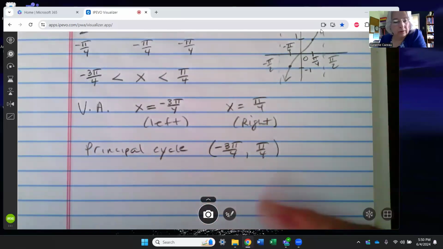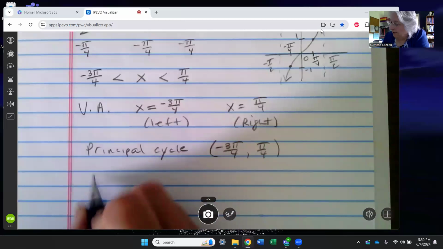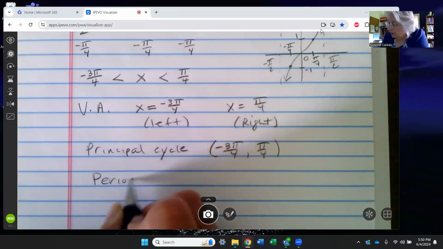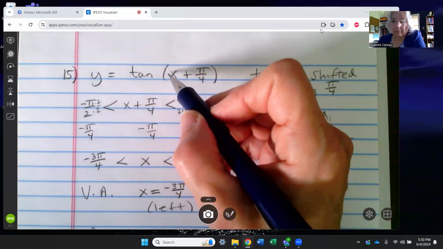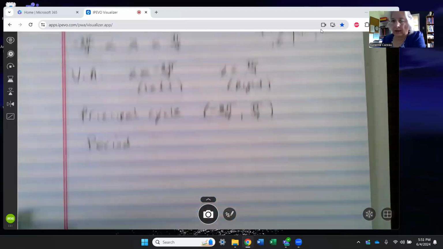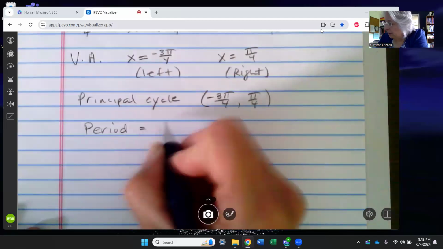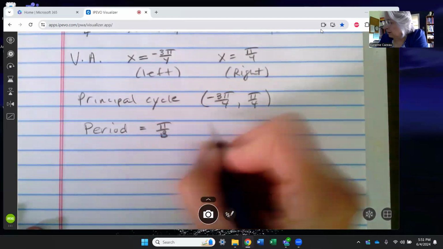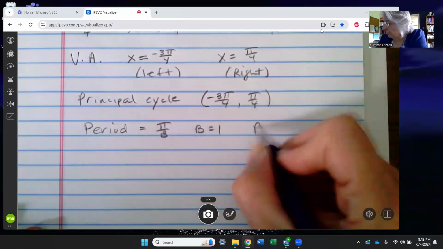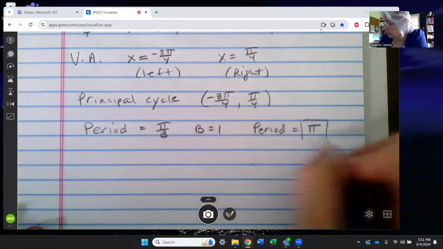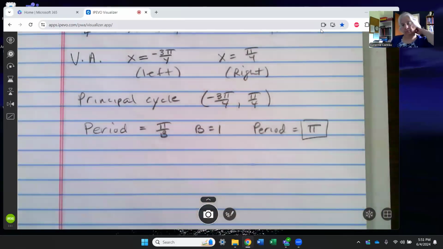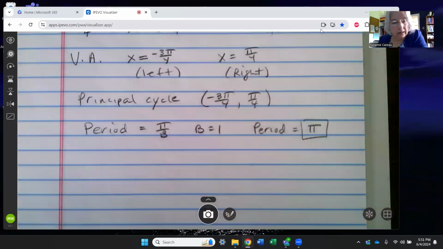So now what do they want? The period has not changed. If there was something here, that b is 1 here, but the period is going to be pi over b. Okay, and b is 1. Period is pi over b. B is 1, so that means the period is pi. Okay. And what else do they want?